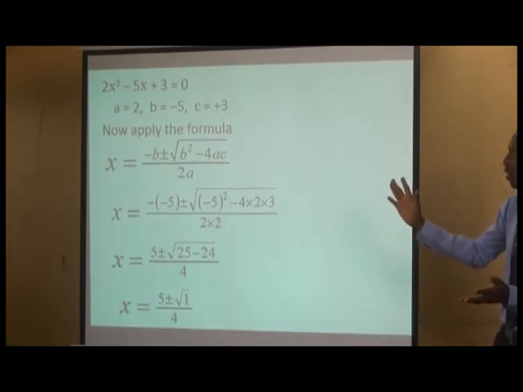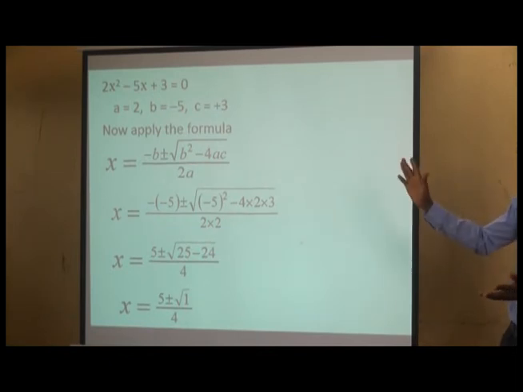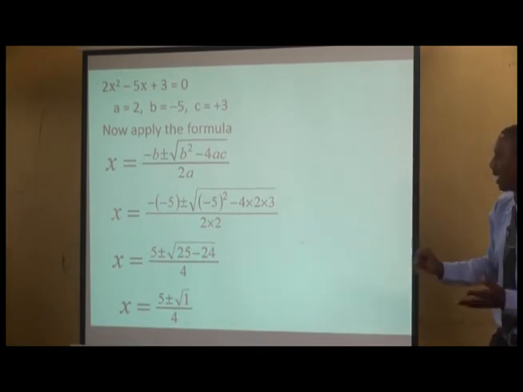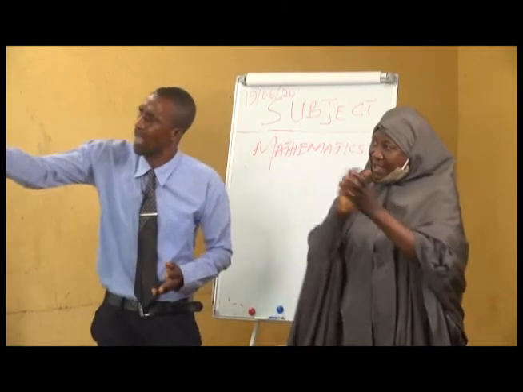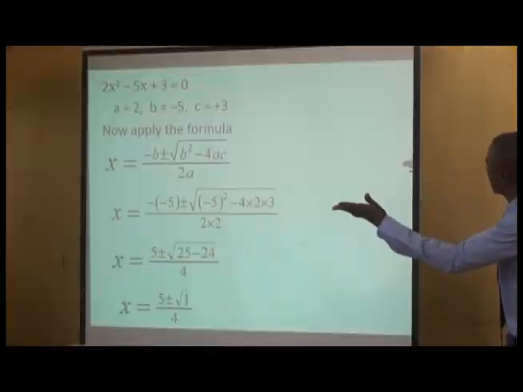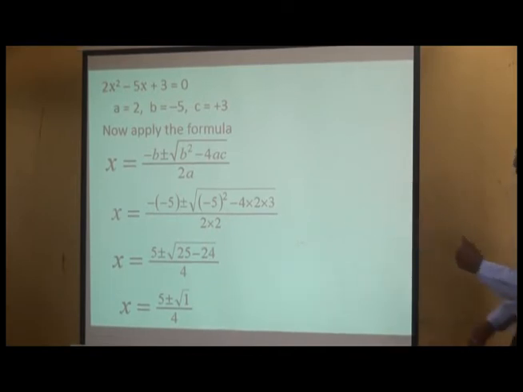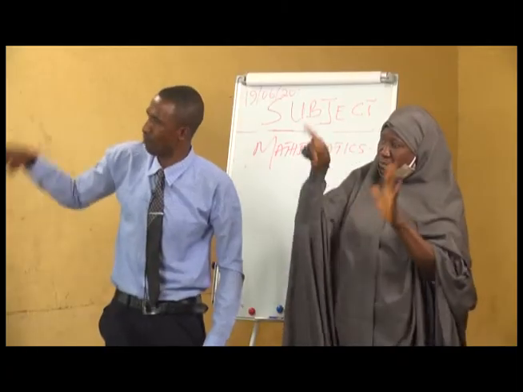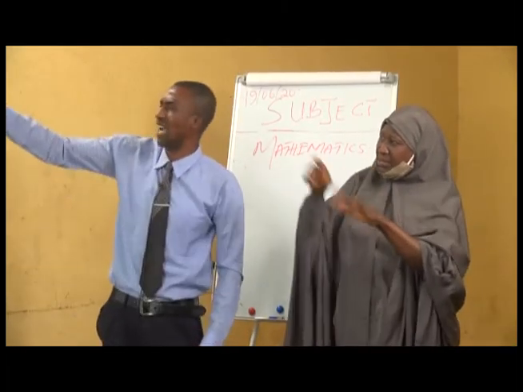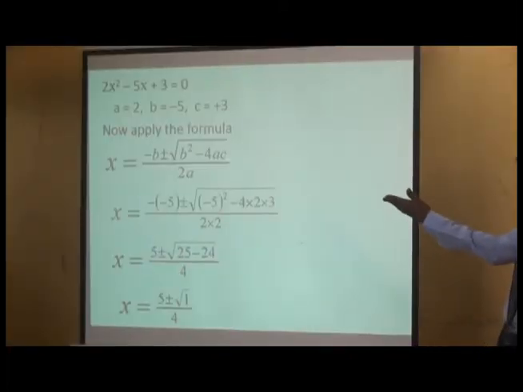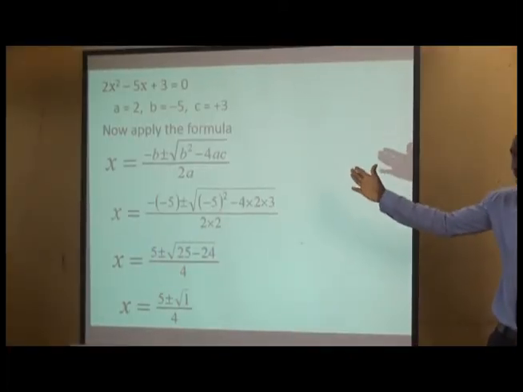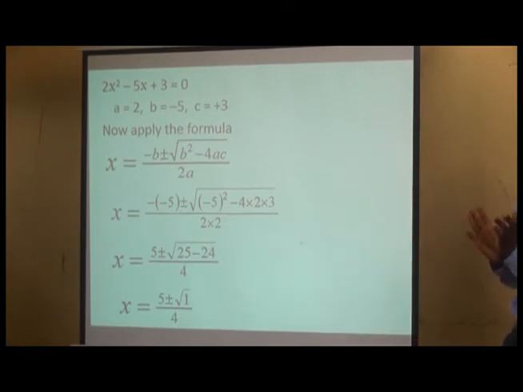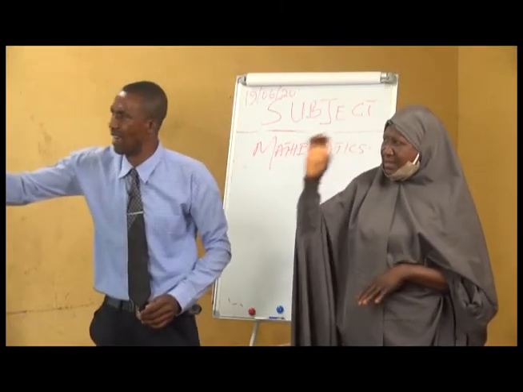Now let's substitute the corresponding values of a, b, and c in the formula. x equals negative b; we already have a negative b there, so you can see negative is written, and the value of b is minus 5. So that becomes minus into minus 5, plus or minus the square root. Inside the square root we have b squared, and the value of b there is minus 5. So that becomes minus 5 squared. Then minus 4ac.